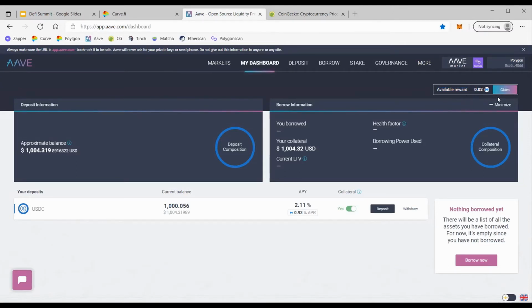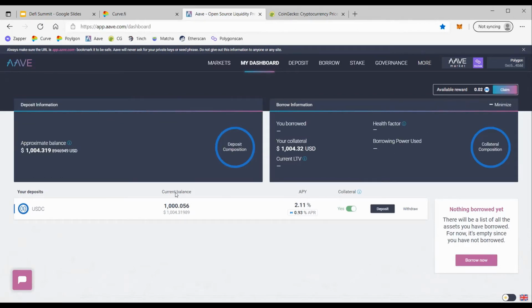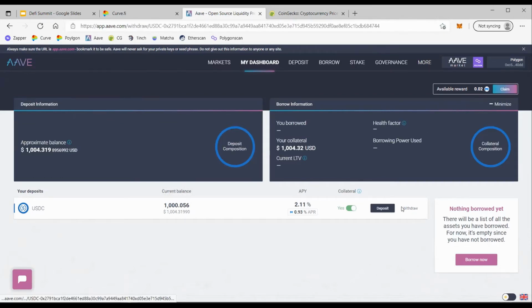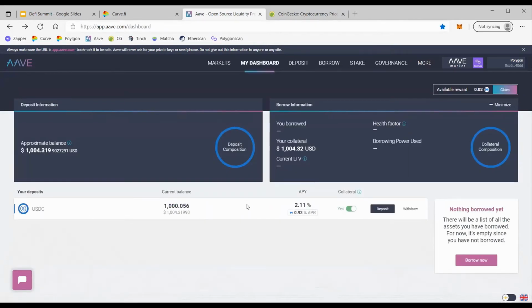But whenever that number goes up, you can claim it and then take your profits back out. If you wanted to withdraw your original capital, you can also do so by just clicking withdraw and typing in how much money you want to withdraw. As you can see, I initially put in 1,000, and I basically made 5 cents overnight. That's coming from the interest that it's generating. It actually goes straight into that pool.